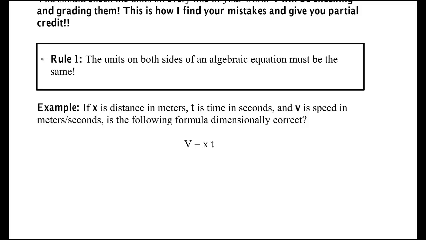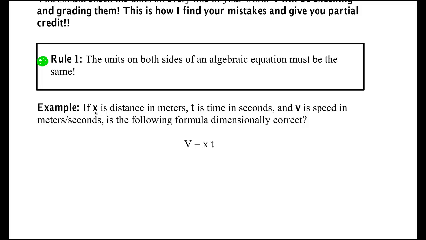Rule number 1. The units on both sides of an algebraic equation must be the same. You cannot say 3 apples equal 4 oranges. You can't say 3 apples equal 3 oranges, unless you had some conversion factor that converts the apples to oranges or the oranges to apples. If you've got something on one side that you're doing, then it should have the same units as the other side. As an example, let me show you this one.